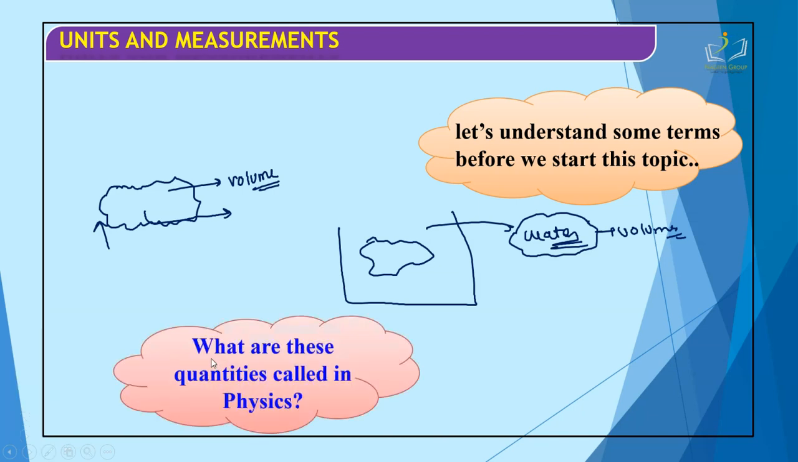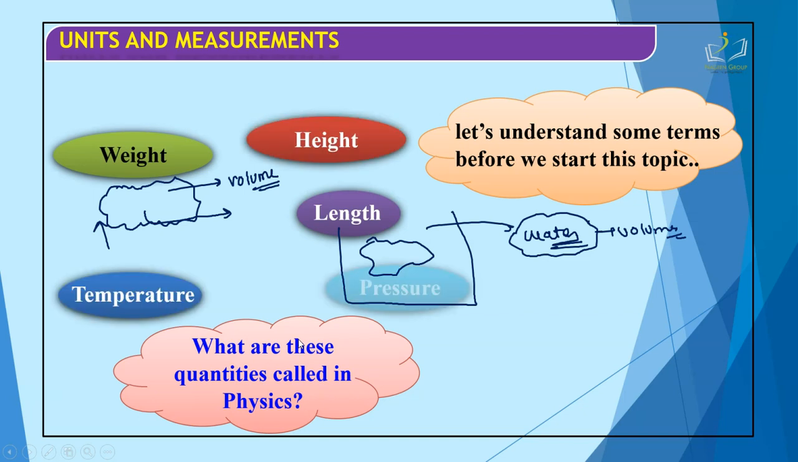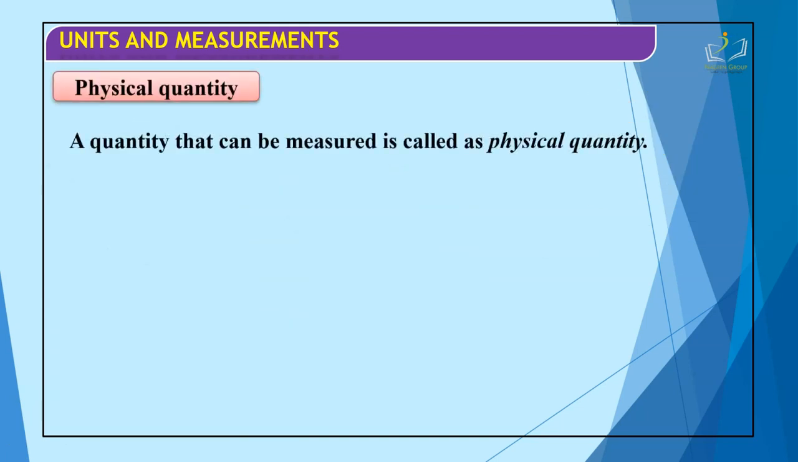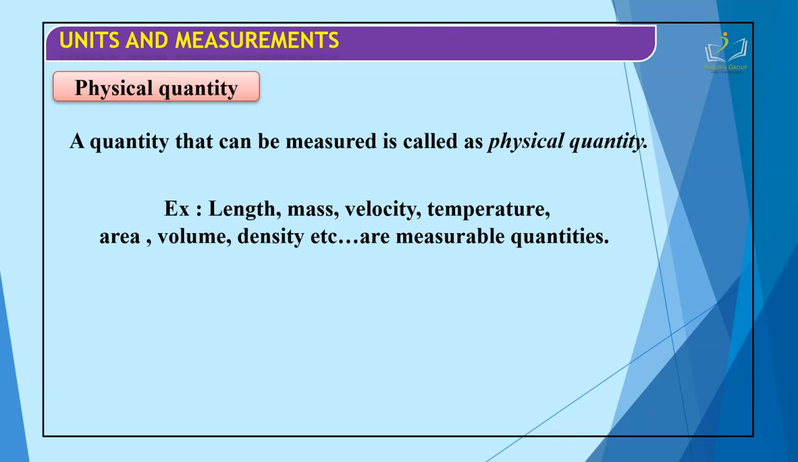So this is data for which we need some terms. What are those quantities called in physics? These are a few quantities which we call physical quantities, which we can measure. So the quantity which can be measured is called a physical quantity. For example, length, mass, velocity, temperature.